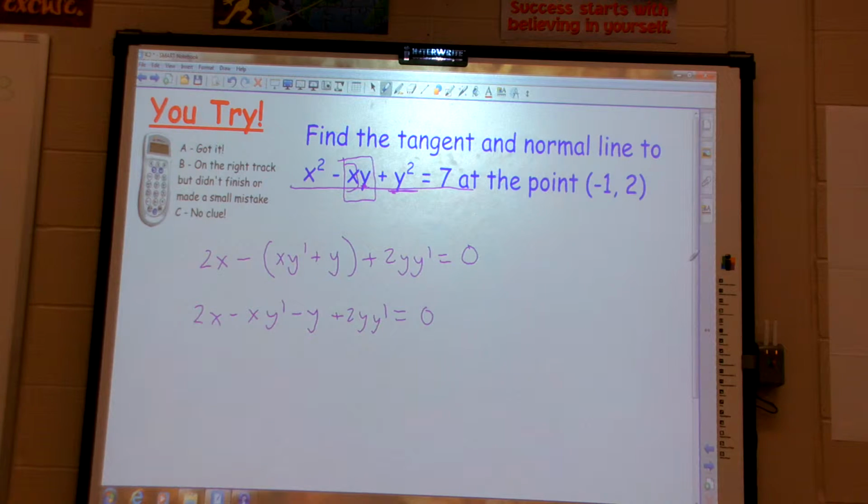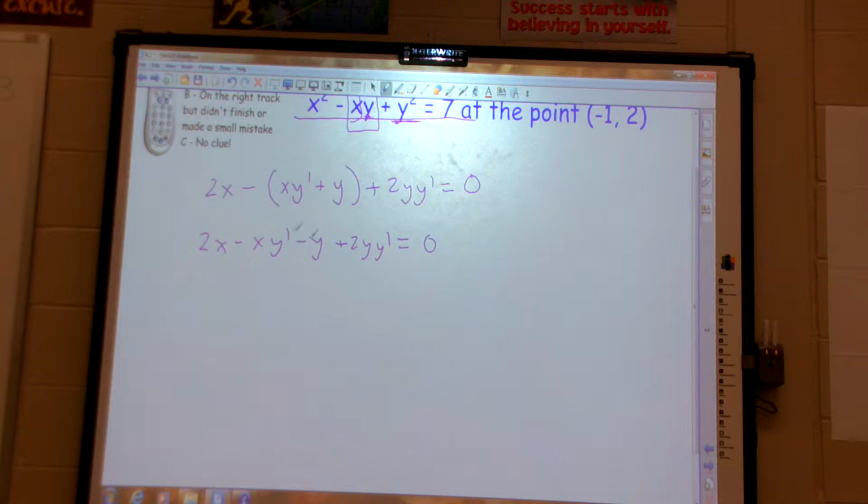Okay, now what I want to do: get all my y primes on one side. So let's just leave them on this side. I have 2y prime minus xy prime. I like to put the positive 1 first. Equals y minus 2x. Take that over, take that over. You with me there?